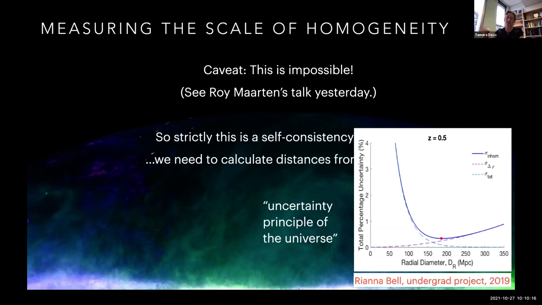Now, there's lots of caveats, and I've made this sort of small so you can't really see, because there's a lot of things that we need to add to this, but I like the concept of the uncertainty principle of the universe. It's actually something that came up when chatting to Matthew Collett on a long drive back from the telescope here, when we used to do those kinds of things in person.